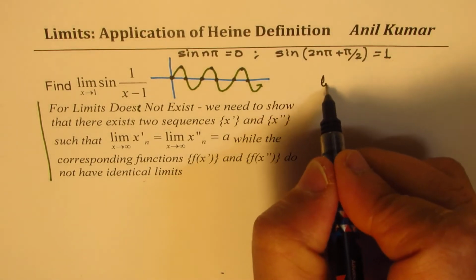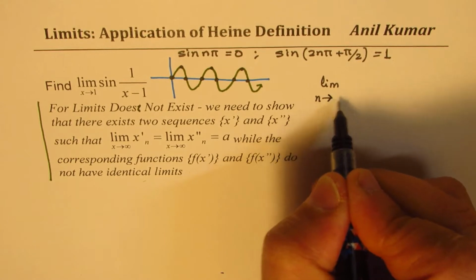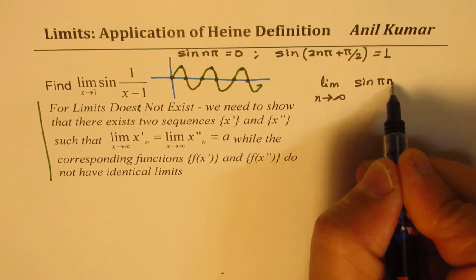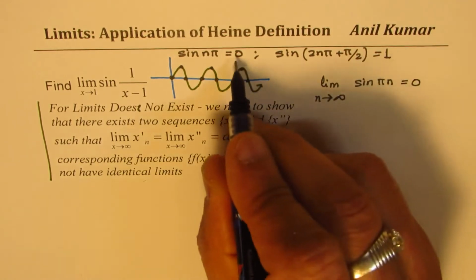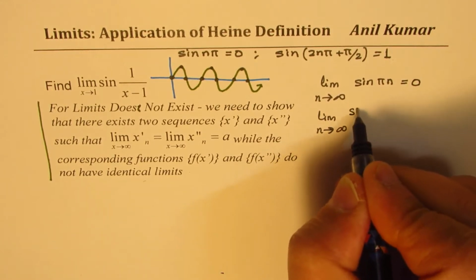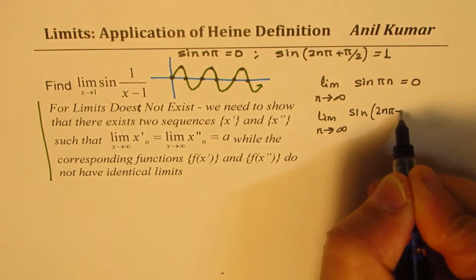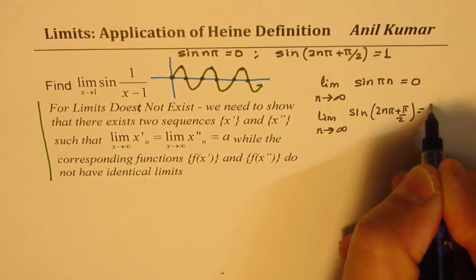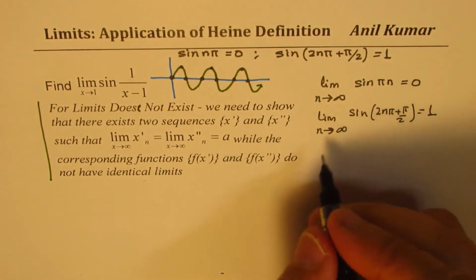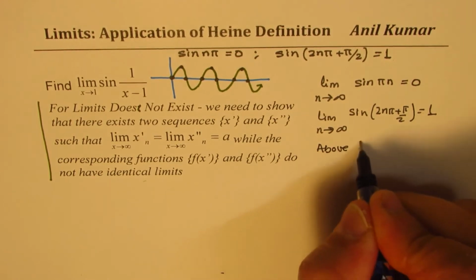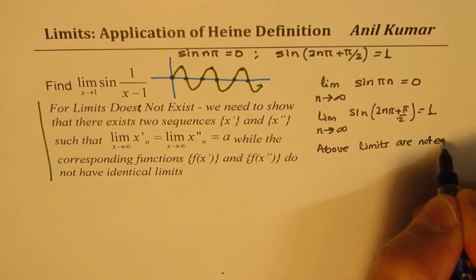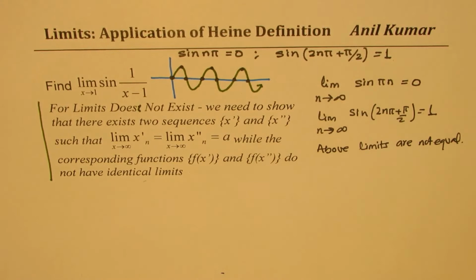So what we know is that the limit when n approaches infinity for sine n pi, let me write n now, will be 0, and the limit when n approaches infinity for sine of 2n pi plus pi by 2 will be equal to 1. Now what you notice here is that these two limits are not the same, right? So the above limits are not the same. So do you notice that part?